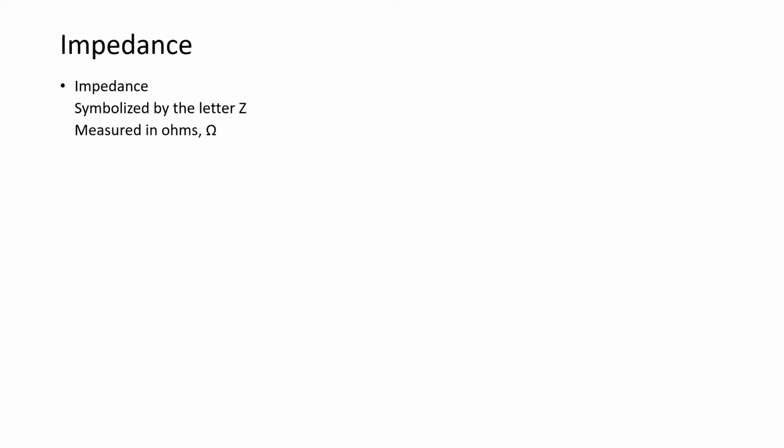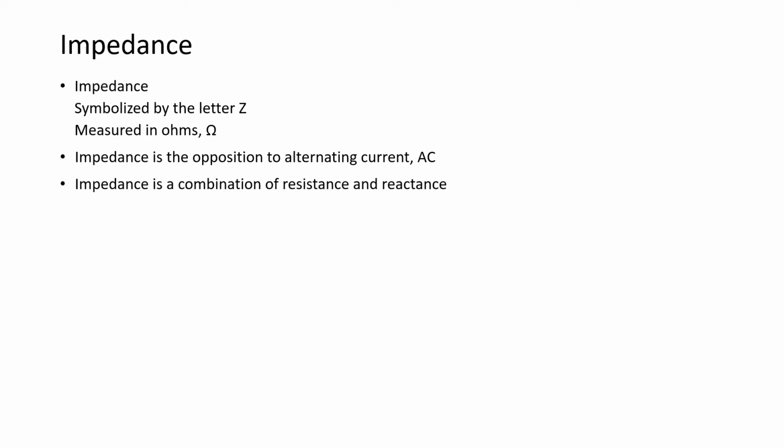Impedance, symbolized by the letter Z, is measured in ohms. Again, the unit symbol is the Greek letter omega, just like resistance. An impedance is defined as being the opposition to alternating current. Impedance is a combination of resistance and reactance.